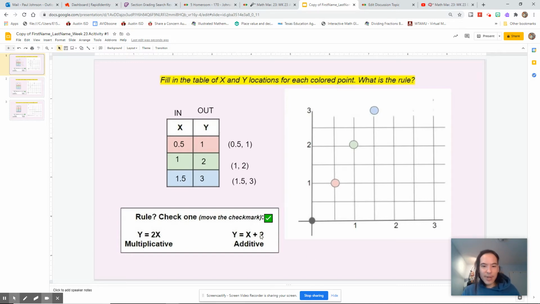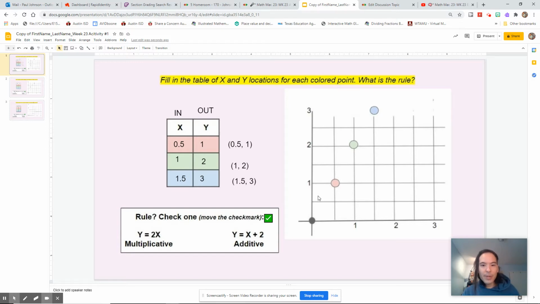X always has a friend. X is adding to a friend. X is multiplying with a friend. It always has a friend. Y is alone. All right. In the future, like middle school, high school, you might see it differently. But in fifth grade, y is a loner. It's a loner, a rebel. And x has a friend.